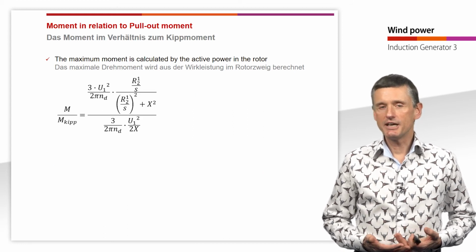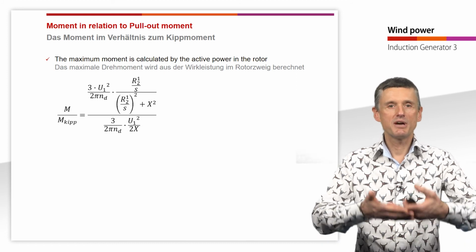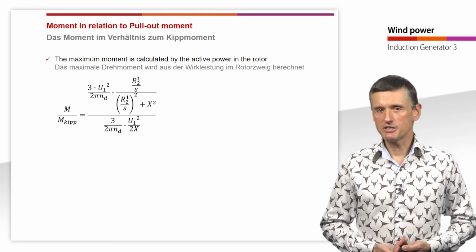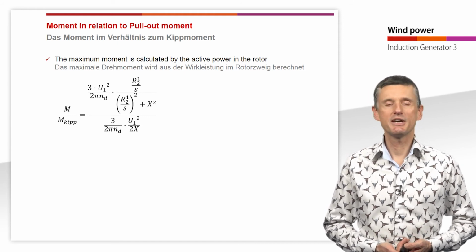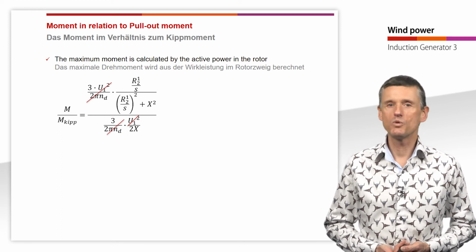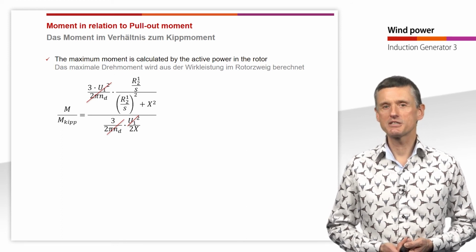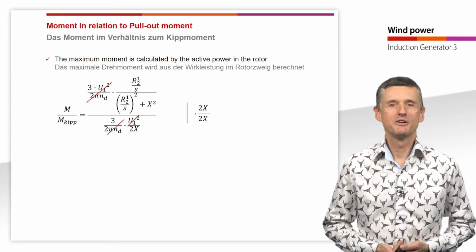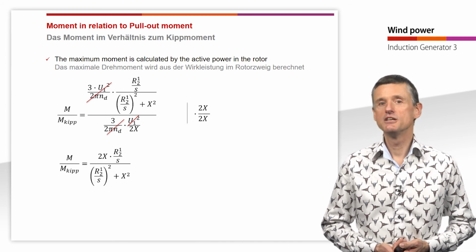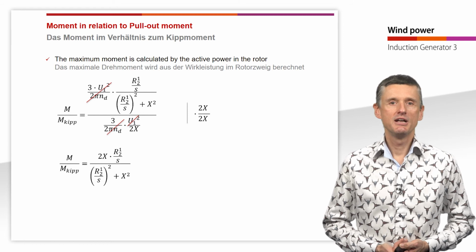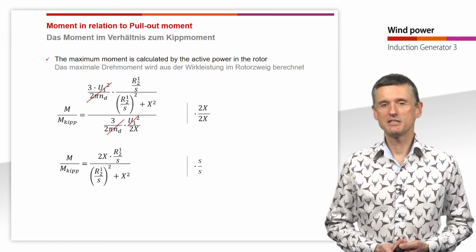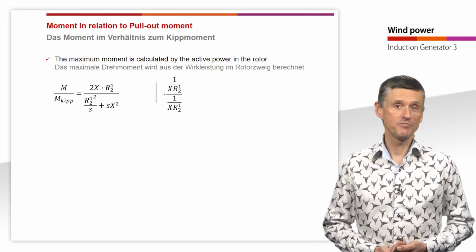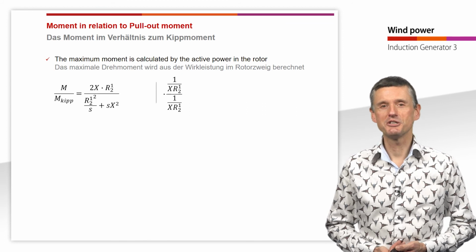Now we put into relation the mechanical moment to its maximum, the pull-out moment, and then we reach this expression we see there in this equation. And there we already can delete some of the values, but it's still quite complex. And then we divide and multiply both sides with 2X. We result this expression. And then we add the multiplication by S divided by S, and resulting in this expression. It's now much easier, but still not in the end.